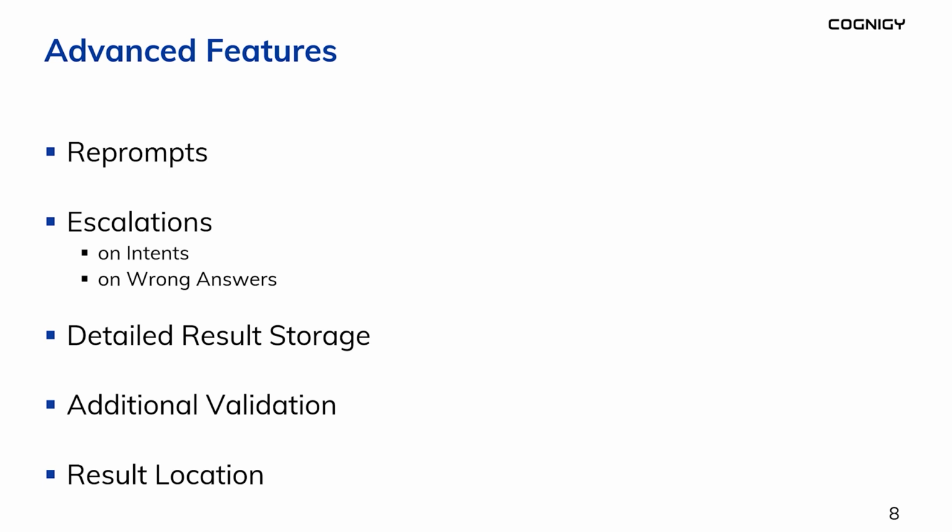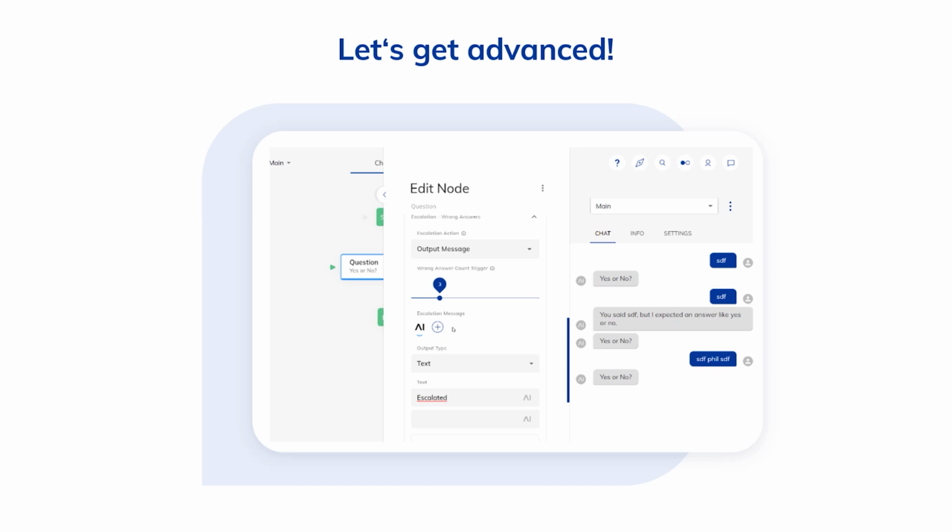We're looking at detailed result storage, where we don't just store a true or false, but actually also the user's full answer. We're looking at additional validation options, where, for example, if we have an email address, we want to validate that the email is a Cognigy.com email, and at the result location. So let's get advanced and look at some of those extra things the question node can do.